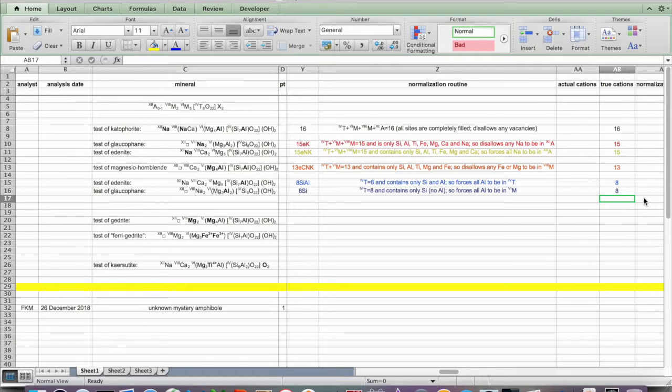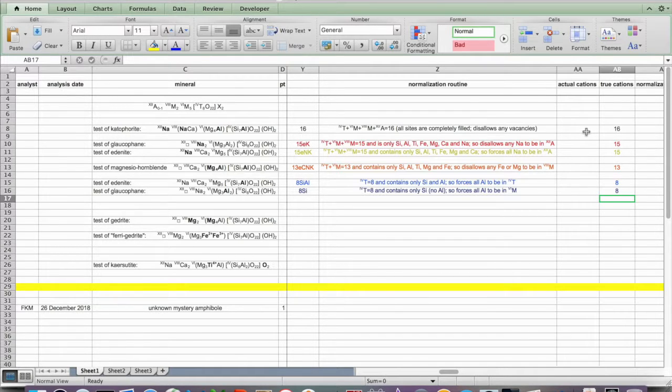Now, this next part is the part that people have a little bit of difficulty with. This is the set of true cations, but now we want to know what the actual cations are that go into those sites. And here's the thing. We have to follow whatever the rule here says.